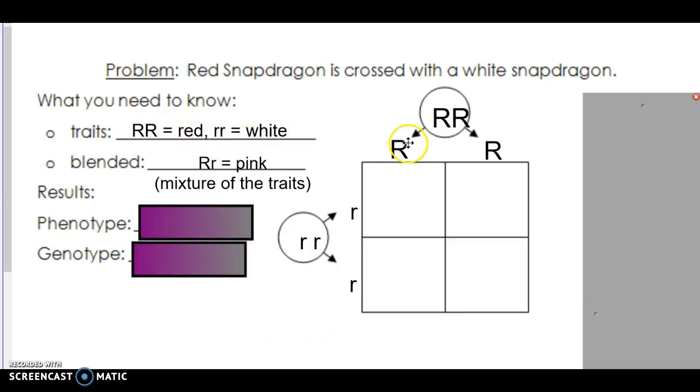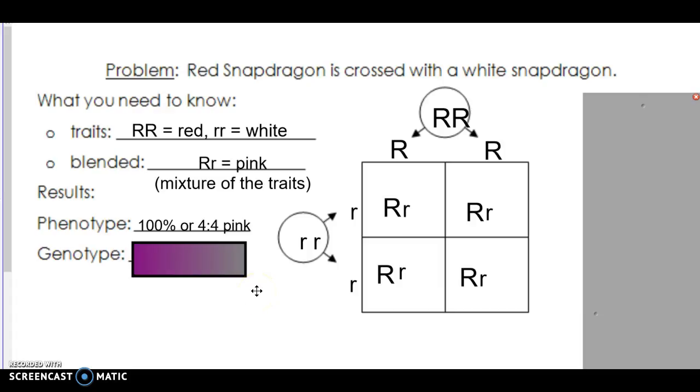All right. So when you do the problem, it's really no different than any other genetics problem that you have done so far. You're going to be pulling the letters down and across to form the genotypes for those flowers. So you have big R, little r, all the way around. When you cross the red flower with the white flower, the phenotype result is going to be a 100% chance of getting pink flowers, and the genotype again shows that big R, little r, which means pink.